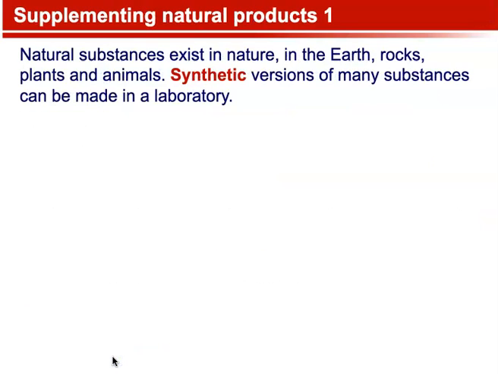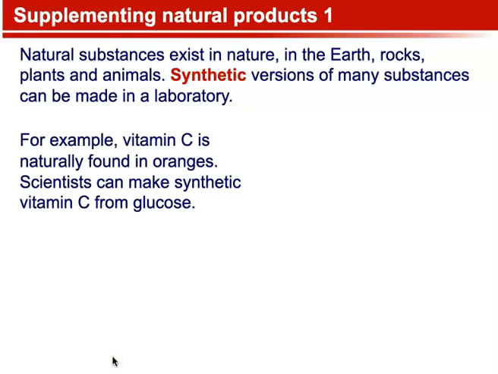Supplementing natural products. Natural substances exist in nature, in the earth, in rocks, as well as in plants and animals. Synthetic versions of many substances can be made in a laboratory. For example, vitamin C is naturally found in oranges. Scientists can make synthetic vitamin C from glucose.